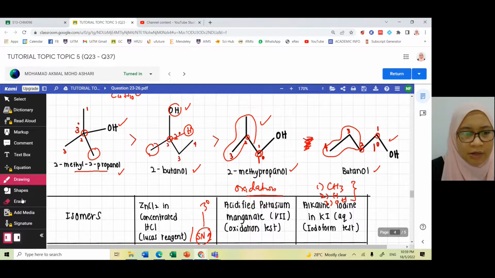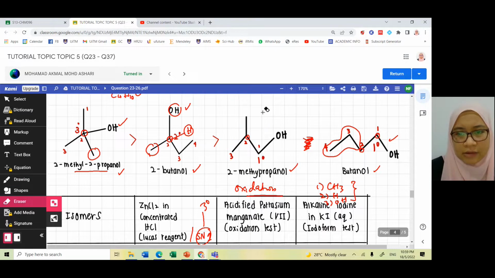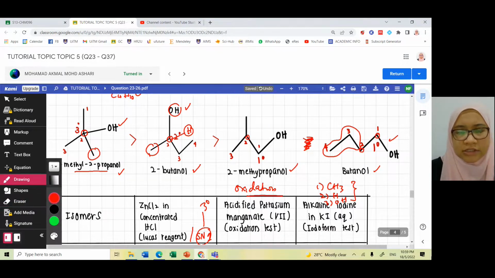Next, 2-methyl propanol. In order to give a positive result for the iodoform test, identify the carbon that is directly attached to OH. We have OH, and we do have hydrogen attached to this carbon, but we don't have the methyl group. This is not a methyl group. So 2-methyl propanol will give a negative result, will not form a yellow solid precipitate.